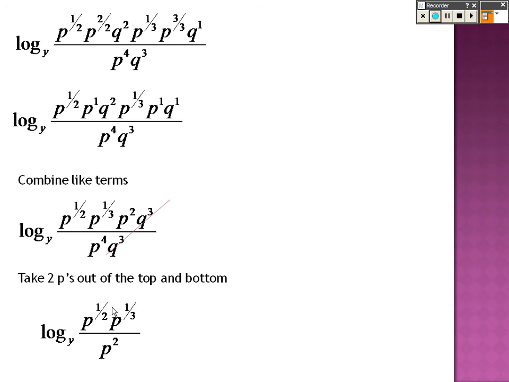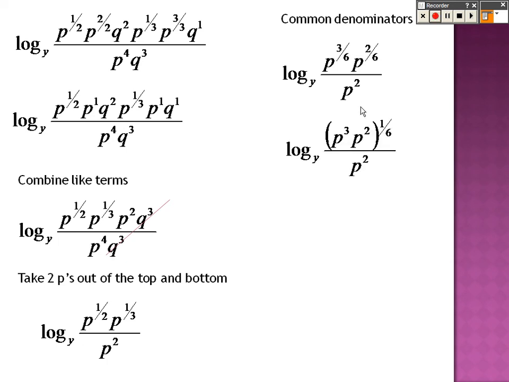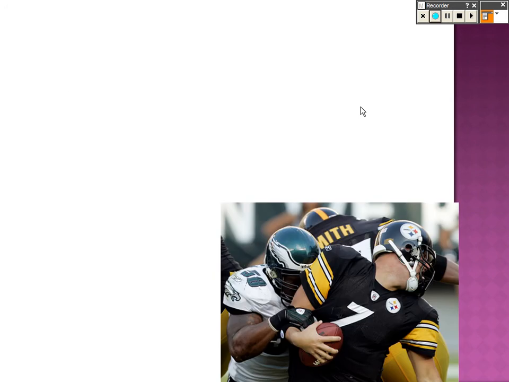Still not done because this will give me 2 roots, so I need to find a common denominator to smush them together. This is a big review from the prereq section. This is a really good problem. So I realize that a common denominator would be 6 for these, so I rewrite a half as 3 over 6, and I rewrite a third as 2 over 6. So now I can push them together, and that gives me p to the 5/6.